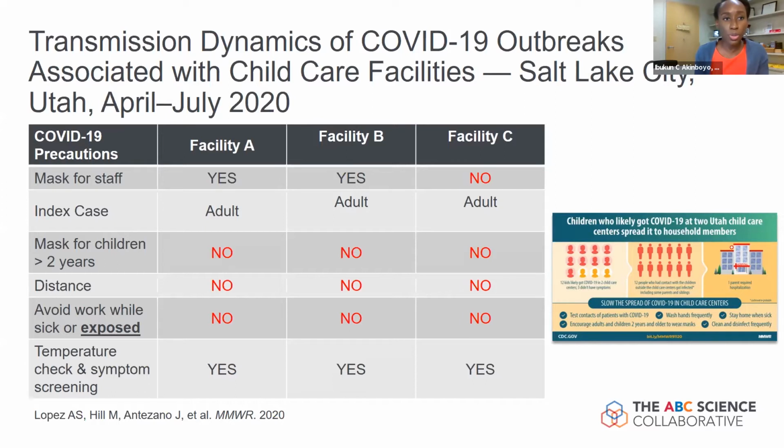The first column is looking at what were the COVID-19 precautions in the facilities. And you can see at least 2 of them had masking for staff required. 1 facility did not, or they had it as optional. In each of the facilities, the index case, so the first identified person with COVID-19 that came into that school or daycare environment, was an adult in each case. Unfortunately, each of the facilities did not require masks for children.